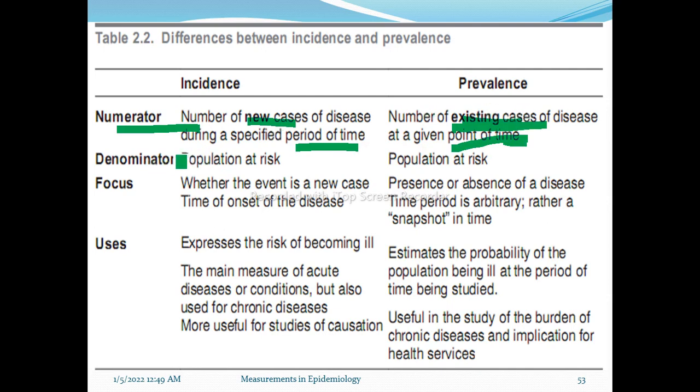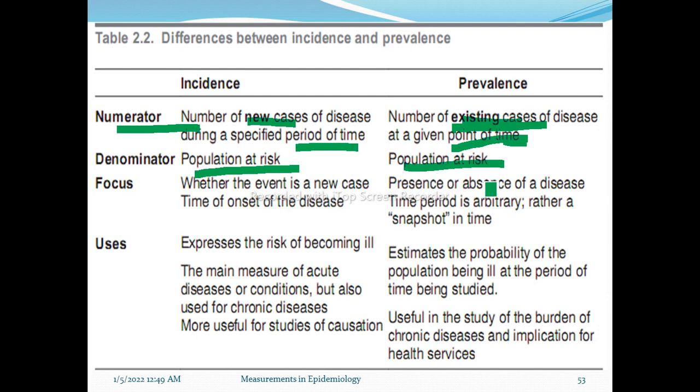The other is the denominator. The denominator for incidence is the population at risk. For prevalence also, it is the population at risk. So we focus on whether the event is a new case. The time of onset of the disease is our focus in incidence.